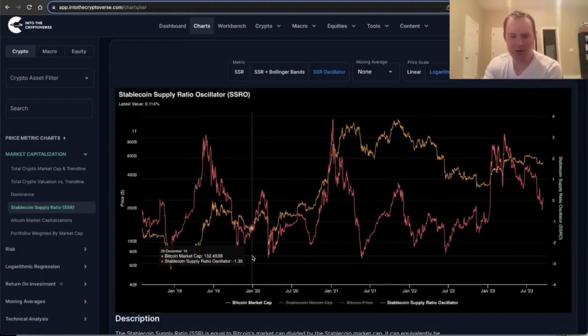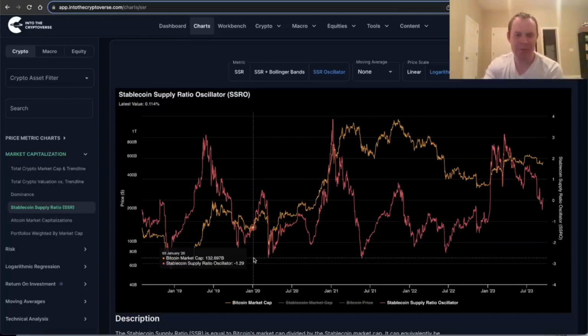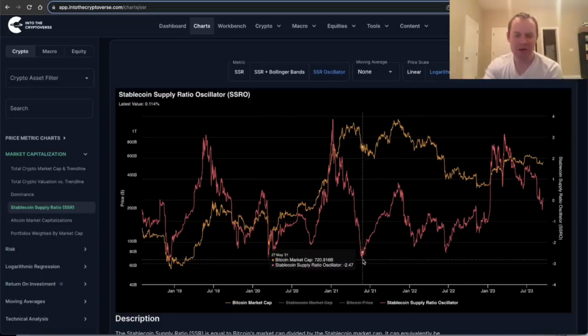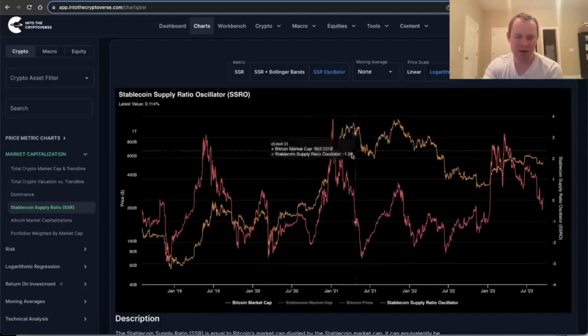So I suppose the argument here is perhaps the next major trend reversal for Bitcoin could not occur until after we go back down to these levels on the SSRO, somewhere thereabouts, right? So you can see in 2021, once we hit this level in late May, it still took a couple more months for Bitcoin to really get the memo and start moving back up.